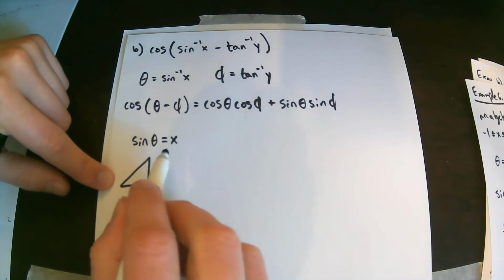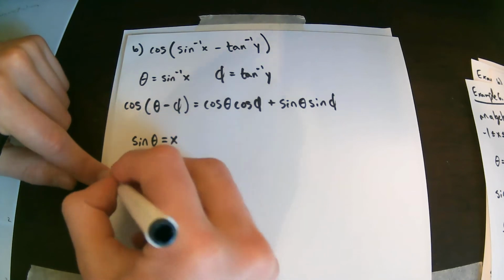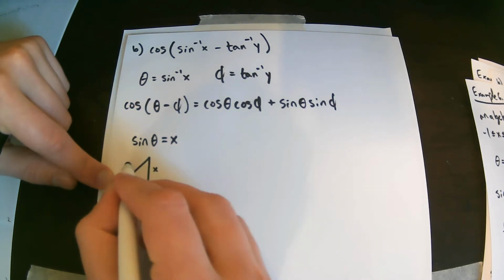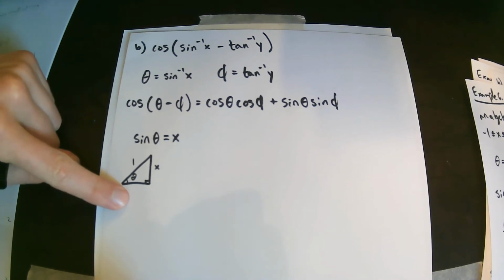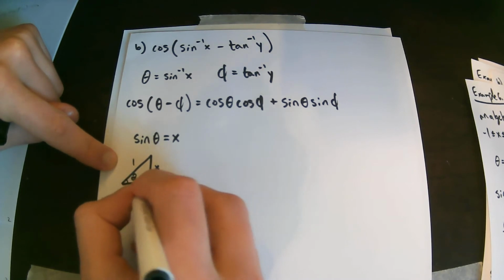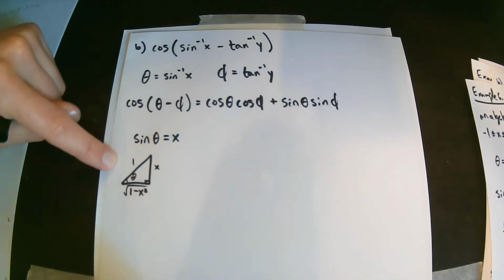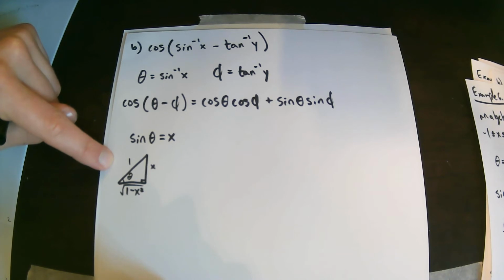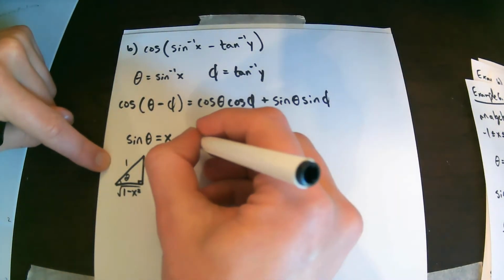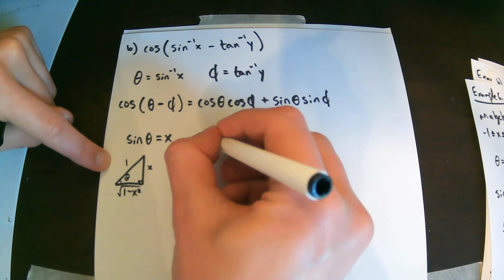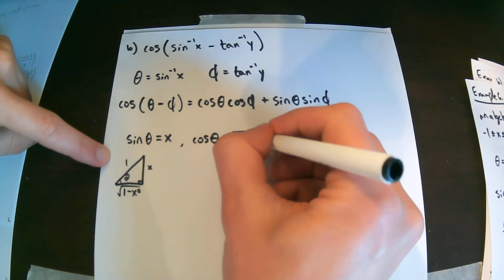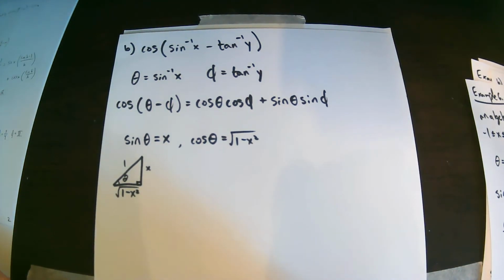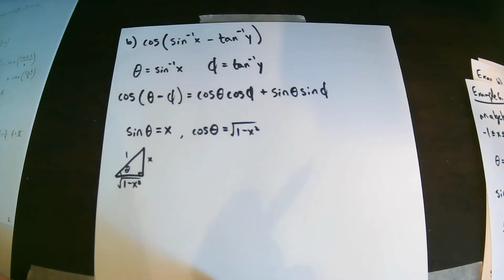So if sine of theta is x, that's opposite over hypotenuse, if this is theta. You need to solve for this missing leg using the Pythagorean theorem, and you'll get the square root of 1 minus x squared, very similar to the last problem. And now that means that cosine of theta is going to be adjacent over hypotenuse, so the square root of 1 minus x squared. Okay, so that's this and this done.